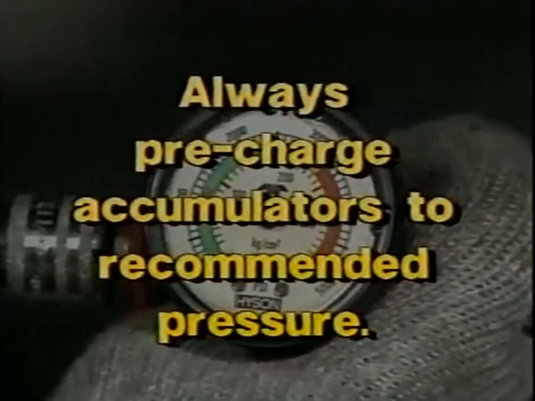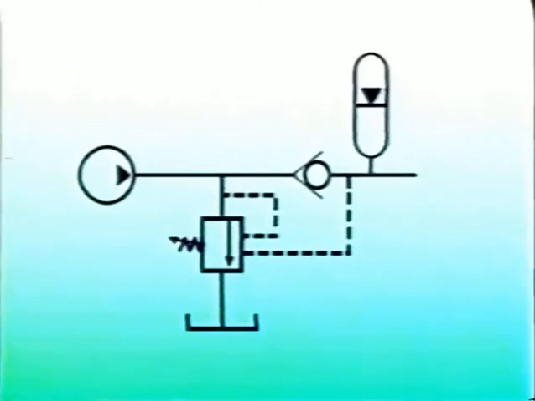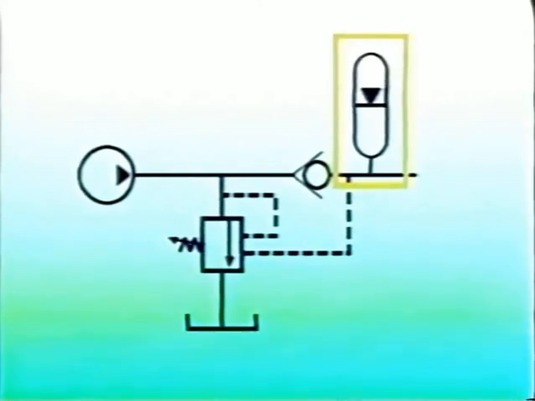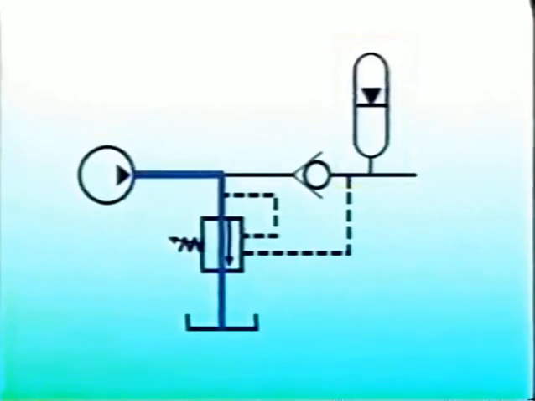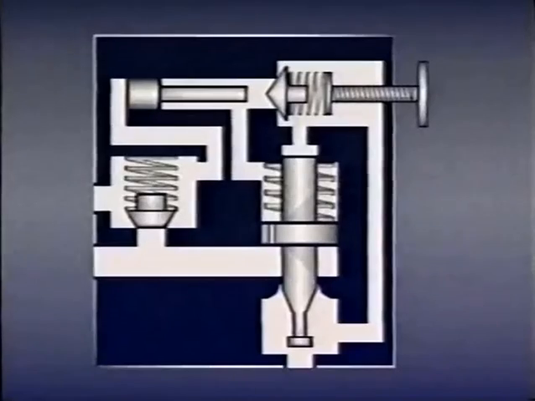Always pre-charge an accumulator to the recommended pressure, because pre-charging at too high or too low a pressure could greatly change system performance. Often, when an accumulator is fully charged but no work is required of the system for a period of time, the pump is dumped to tank at a low pressure until the accumulator requires recharging. This is called unloading, and it conserves energy and reduces wear on the pump and its motor.